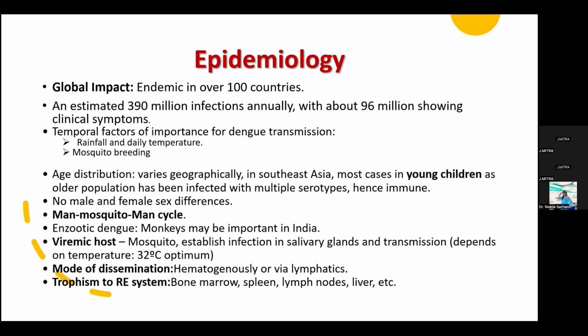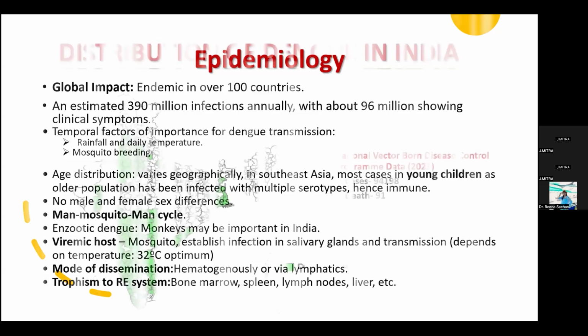The man-mosquito cycle is usually seen. And in a country like India, monkeys are also responsible for transmission, as in between they also lie in the cycle. What we see is that the mode of dissemination in the patient after biting of the mosquito is basically hematogenous, and it may also transmit via lymphatics. The virus shows tropism for the reticuloendothelial system. So it basically involves bone marrow, spleen, lymph node, liver, and even other organ systems are not spared. They can involve lungs and heart as well.